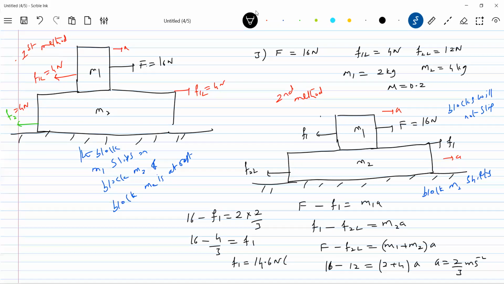14.6 Newton. So I got this, but what is the permitted value? 4 Newton. Tell me, which one is correct? Blocks will slip. I'll write the comment in the end.